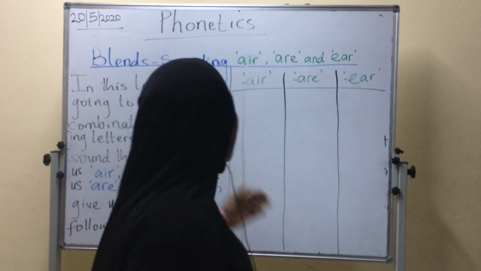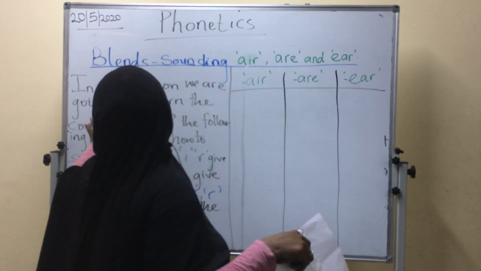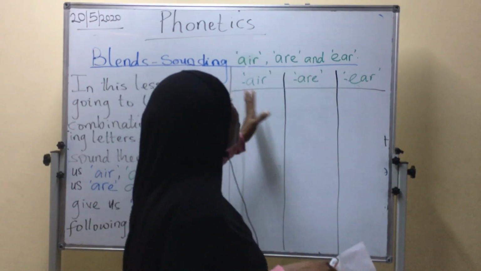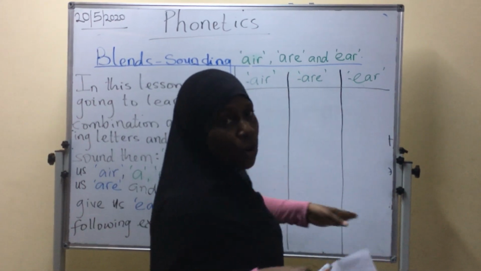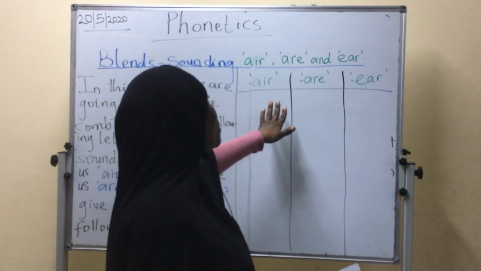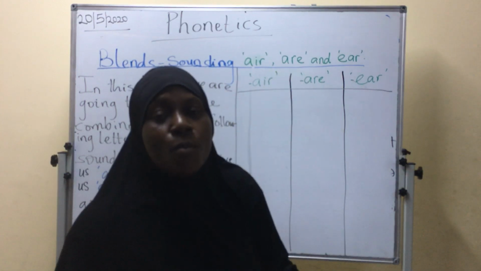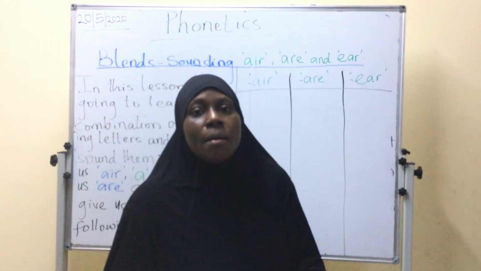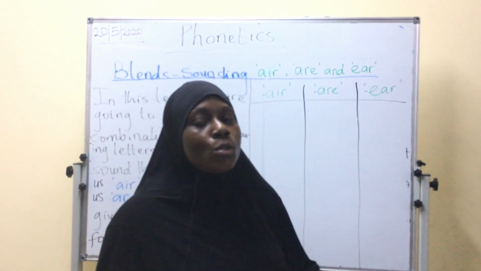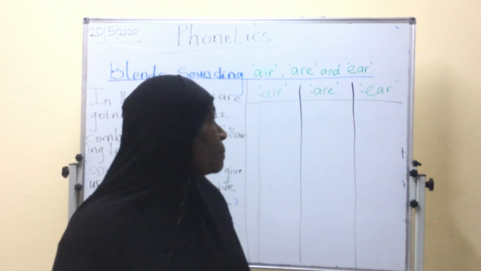Now we want to look at the combination of these letters. We want to look at how to combine them and sound them with other letters coming before them. So they're not going to sound on their own. Ordinarily, the way you sound this may be different from when other letters come before the words. So that's what we want to learn, how to blend, combine them, and sound them.